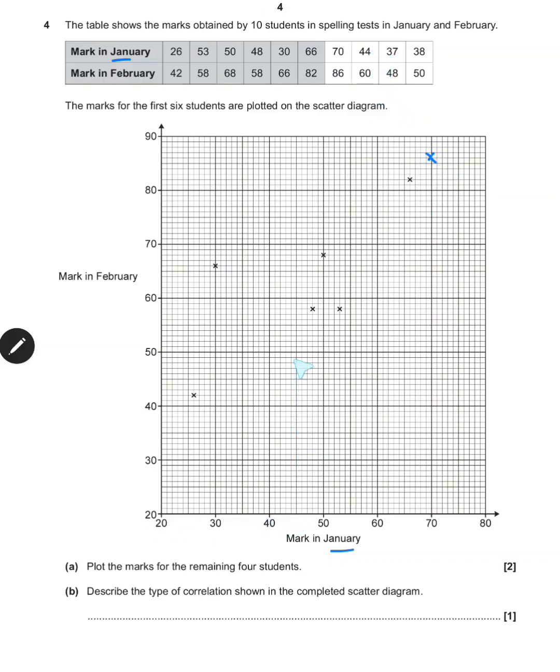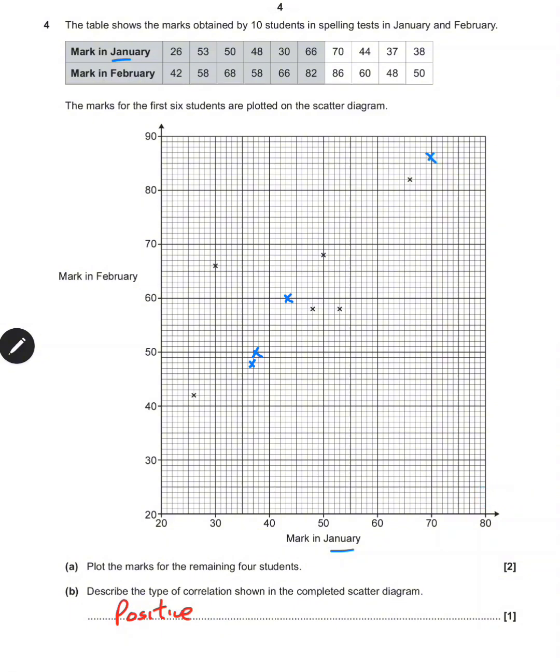Across to 44 and up to 60. Across to 37, that's there, and up to 48. 40, 2, 4, 6, 8. And across to 38, right there, and up to 50. Right there. It says in part B, describe the type of correlation. Well, these are moving upwards, and that would be positive.